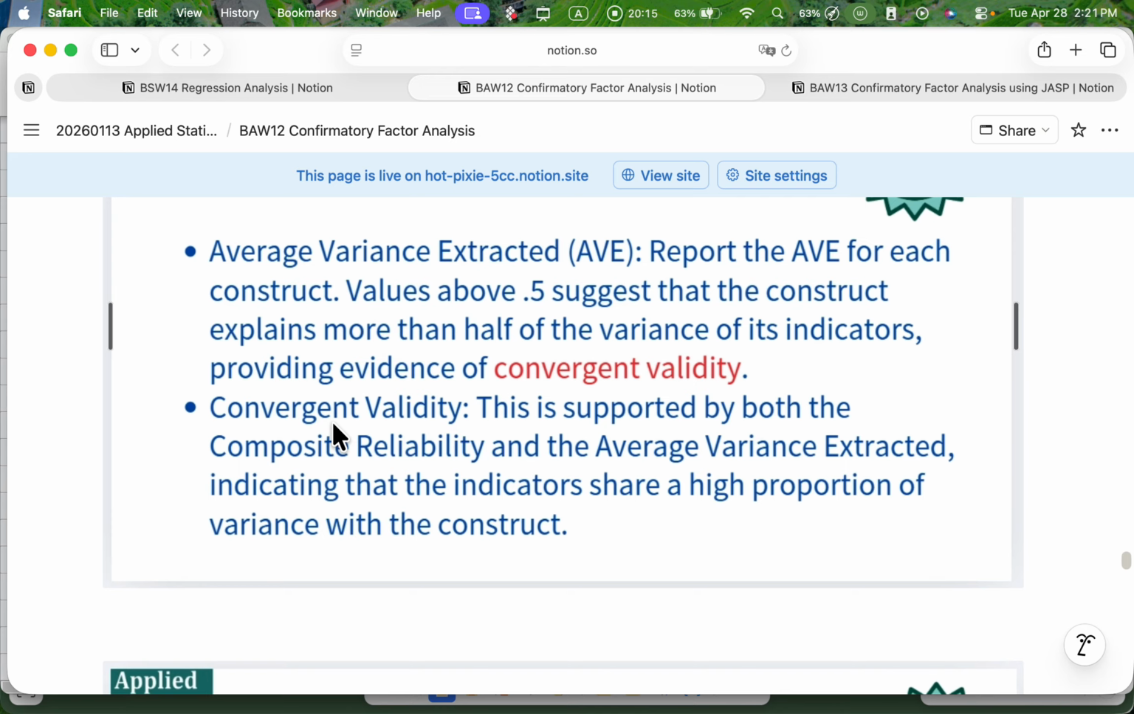Okay, so convergent validity is supported by both composite reliability and AVE. Indicators share a high proportion. You can see they share. Share means the indicators have a shared factor or shared component, a high proportion of variance in the construct.